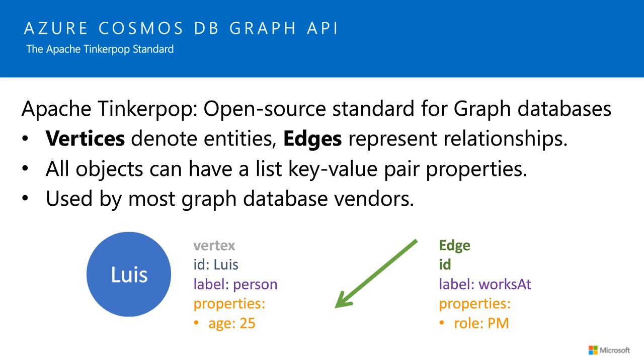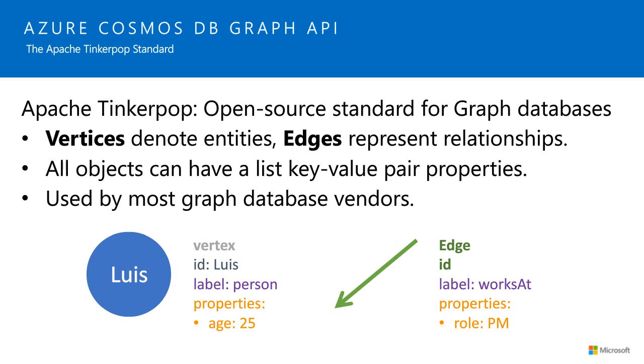So a few keywords to note here is that vertices represent entities, whereas edges represent relationships. This is just the slang that is used inside of the Apache TinkerPop graph database environment, graph database ecosystem. And these two types of objects both can have an arbitrary list of key value pairs that can include strings, booleans, numbers, etc.